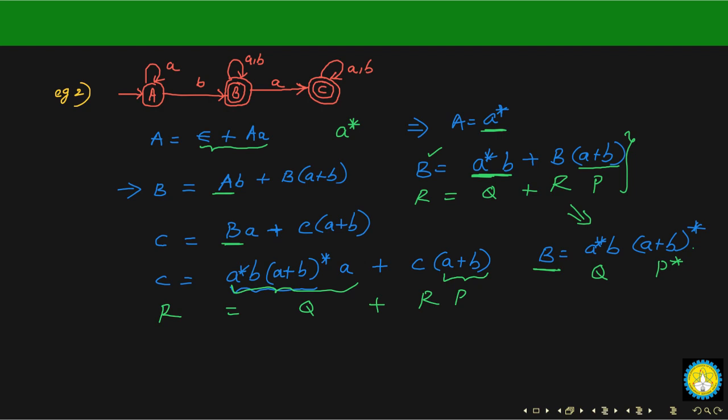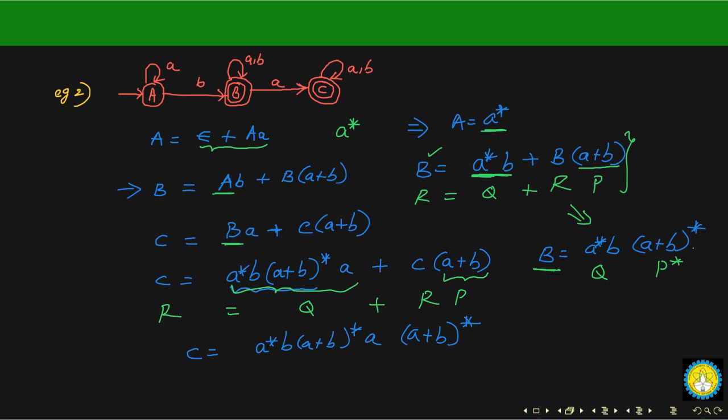So we know what is Q, we know what is P. So QP star, simplifying this using Arden's theorem, becomes A star B into A plus B star into A. This is our Q, and this is our P, so A plus B star. Okay, so this is going to be the expression for C.